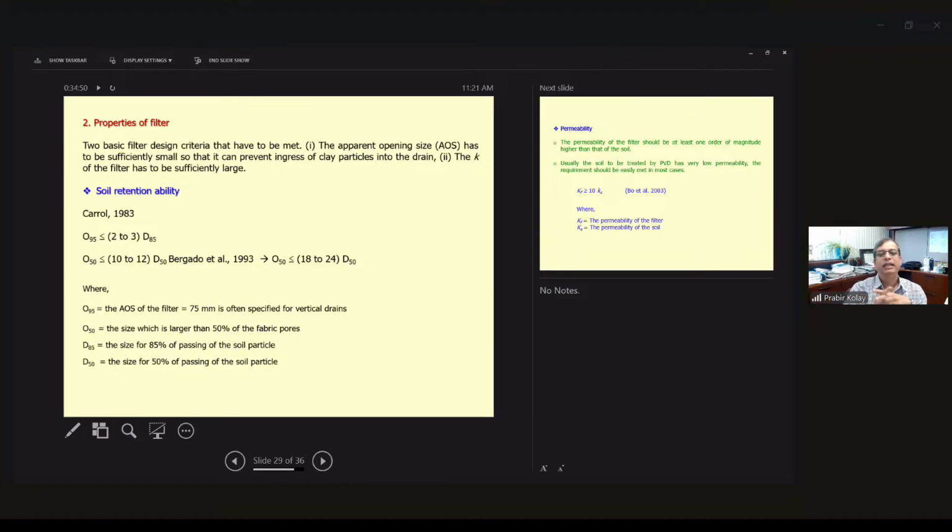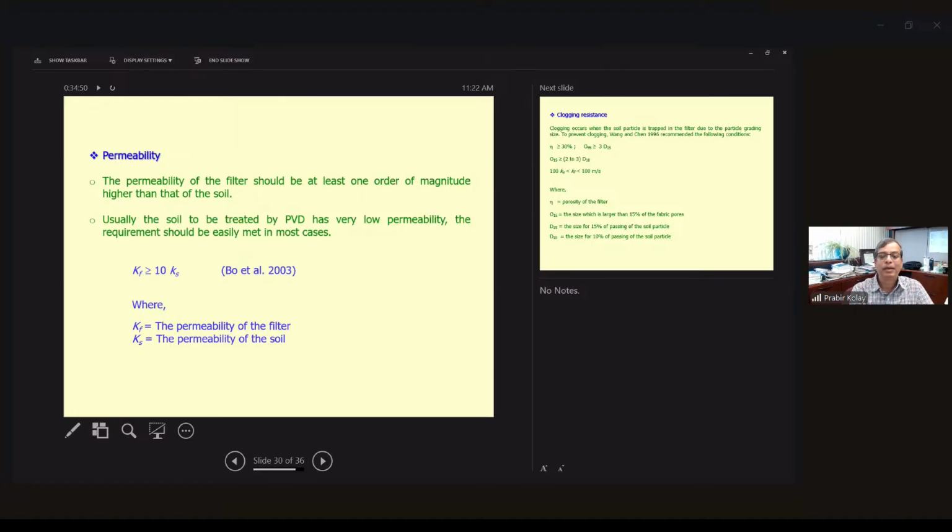We need to check that O95 should be less than 2 to 3 times D85. O95, the aperture opening size, you need to check. And there are two relations: O50 should be 18 to 24 times D50, where D50 is the particle size of the soil particles. Permeability, as I mentioned, of the filter material should be more than the permeability of the soil. So the kf for the filter should be at least 10 times that of the soil.